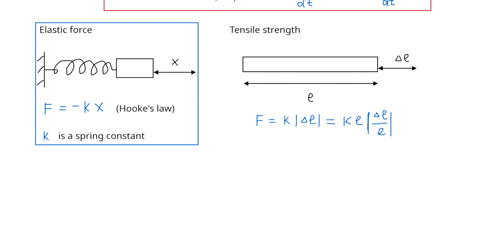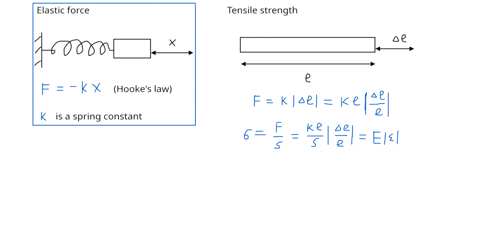So tensile strength is equal to F divided by S, and this will be equal to K L divided by S, multiplied by delta L divided by L. And we can rewrite this as E multiplied by the absolute value of epsilon. Now I will explain.